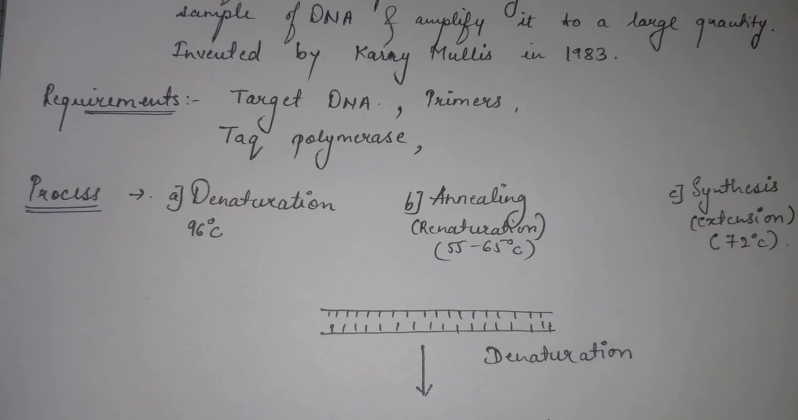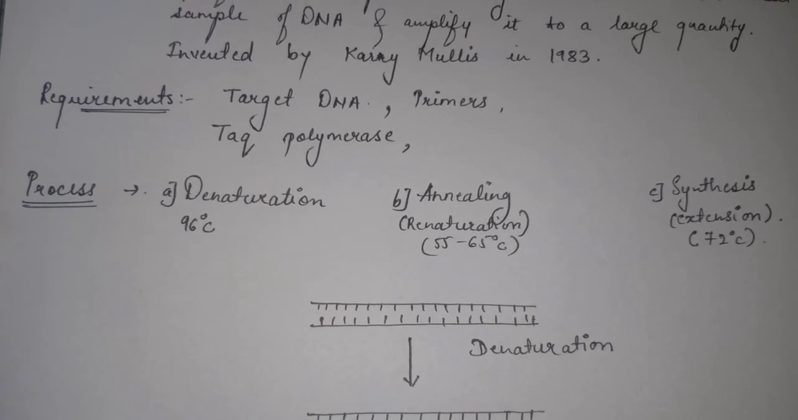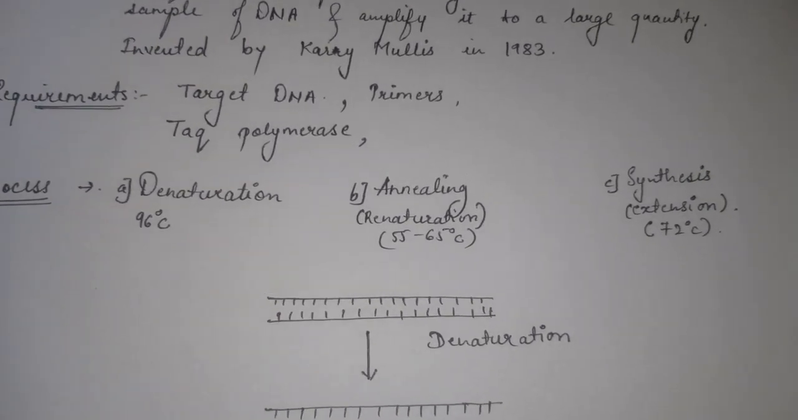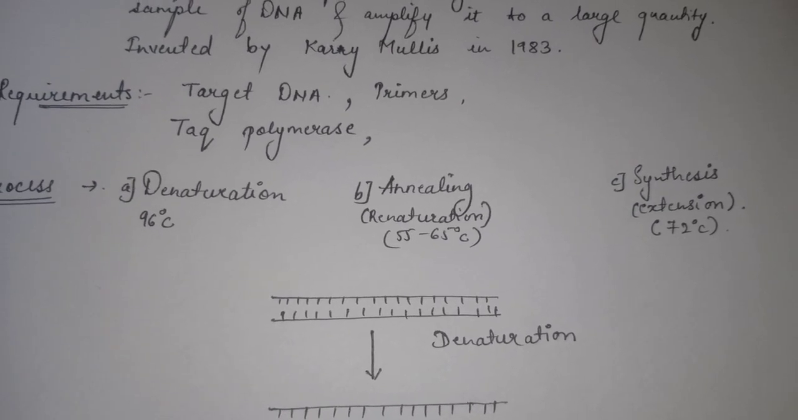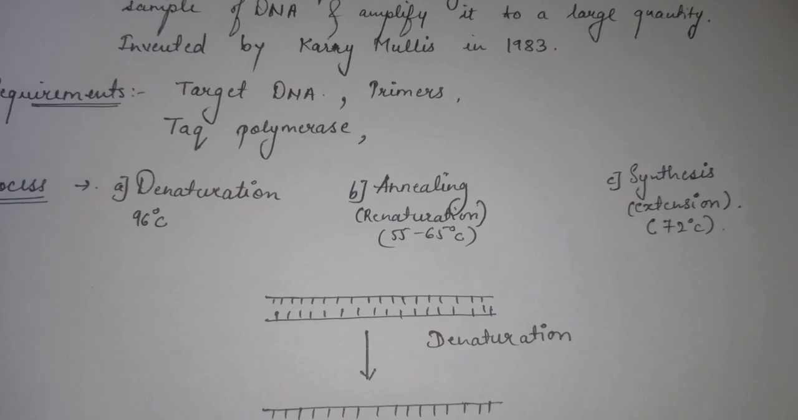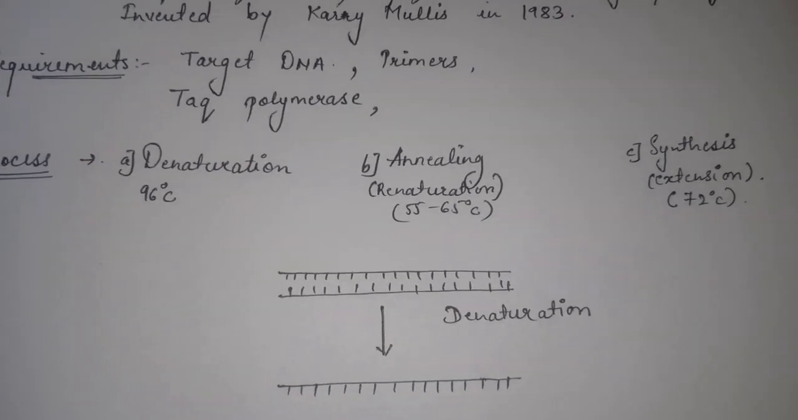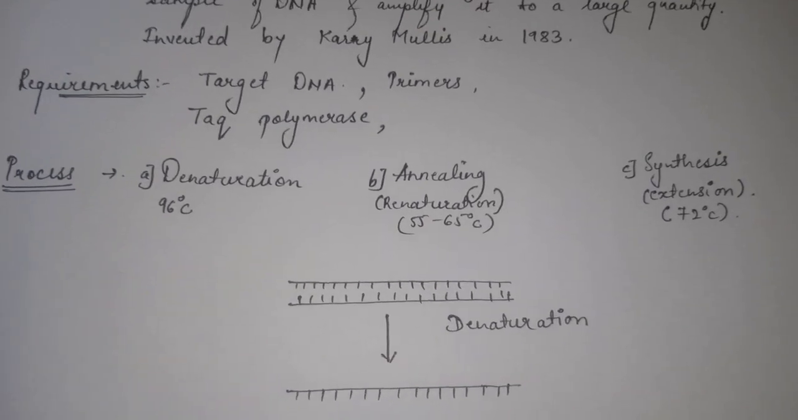So moving towards the process, this PCR process is differentiated into three main phases. The first one is denaturation, the second one is annealing, or you can call it a renaturation process, and the third one is synthesis, also called the extension phase. So starting with the first process, denaturation.